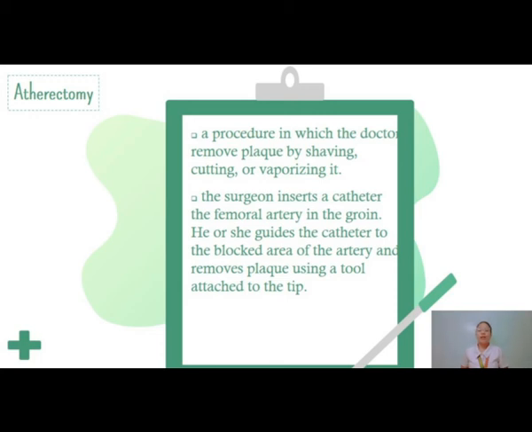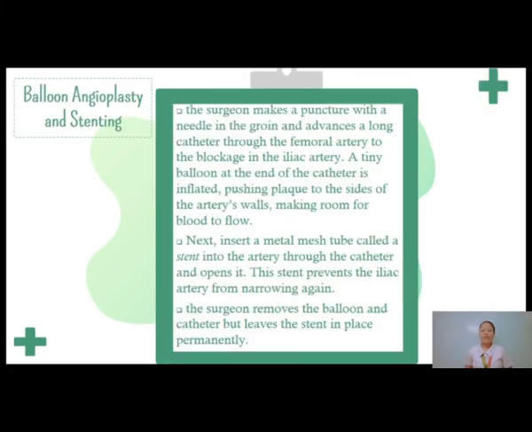The surgeon may then perform a balloon angioplasty and stenting, which helps to prevent future blockage. An atherectomy is performed either in the hospital or the doctor's office, using local anesthesia and a mild sedative. Most people can go home the day of the procedure. As mentioned, balloon angioplasty and stenting often accompany an atherectomy. During the procedure, the surgeon makes a puncture with a needle in the groin and advances a long catheter through the femoral artery to the blockage in the iliac artery.